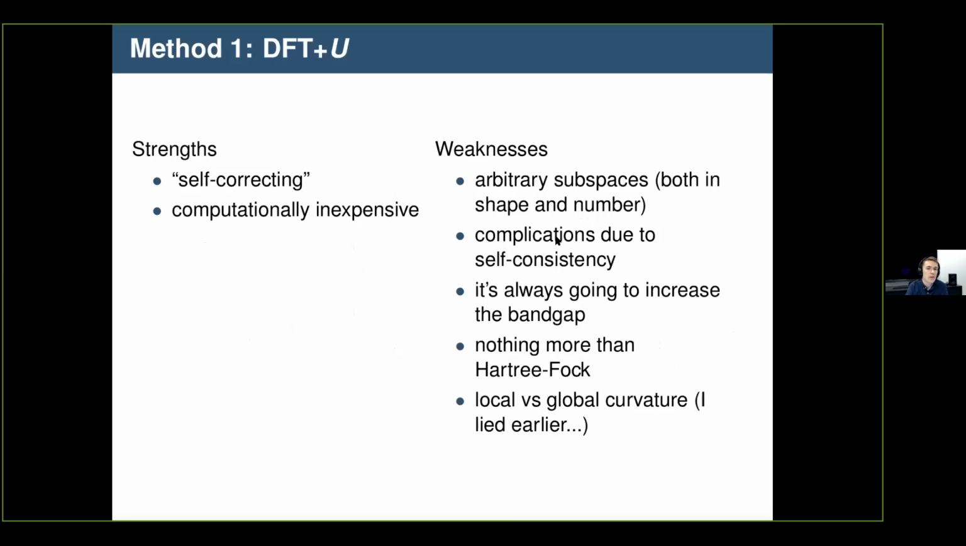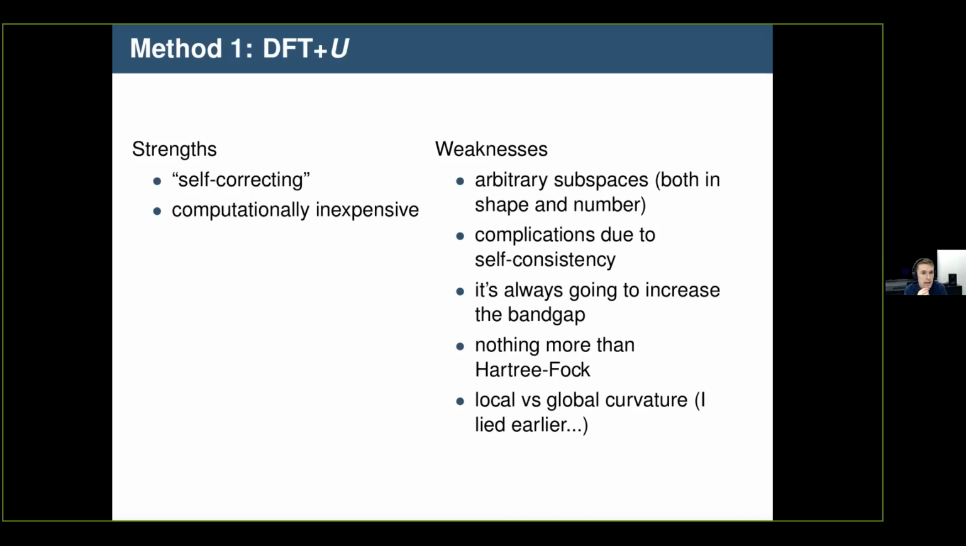So just to summarize our DFT+U, its strengths are that it's self-correcting, which is incredibly nice. We don't need to know anything about the system. We don't need any sort of experimental data to decide on a U parameter. We can choose the U parameter to precisely cancel the curvature that's present in the system. And also it's computationally inexpensive.